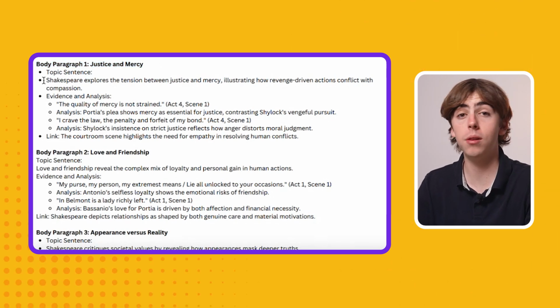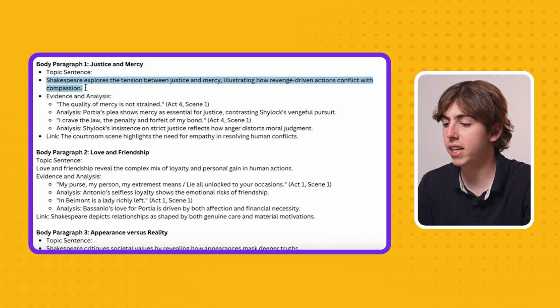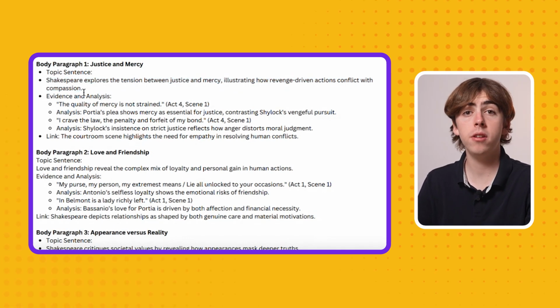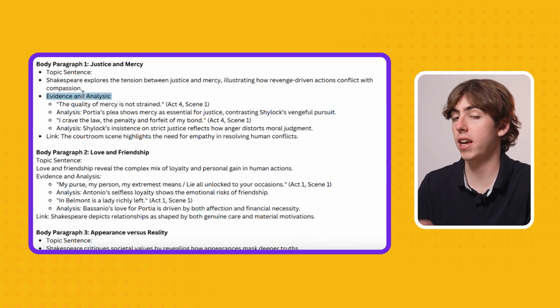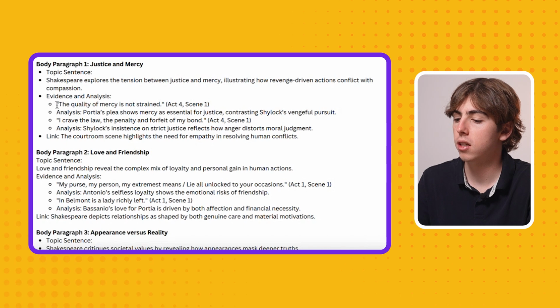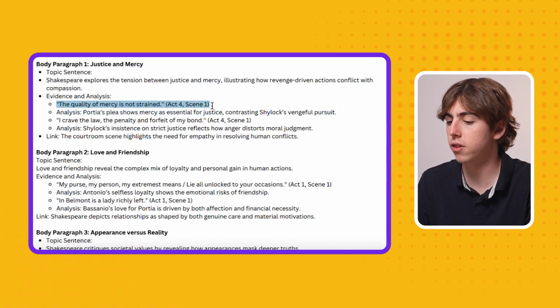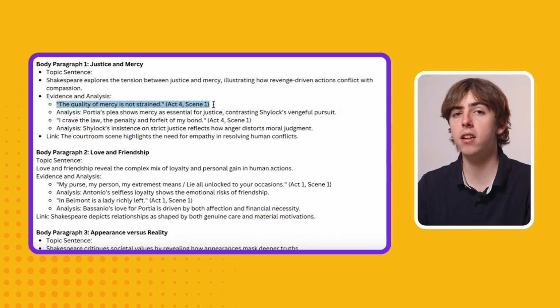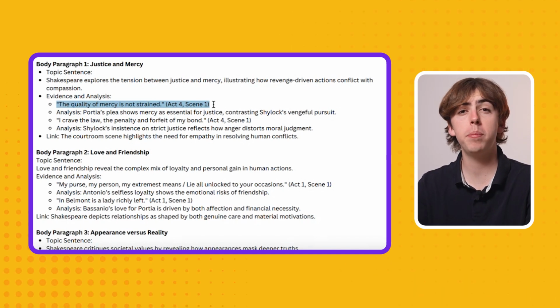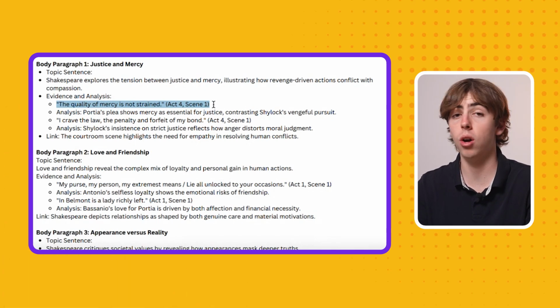Your topic sentence might look like this. Shakespeare explores the tensions between justice and mercy, illustrating how revenge-driven actions conflict with compassion. And then you want to move on to evidence and analysis. Let's start with Portia. I'd include one of her quotes, like "the quality of mercy is not strained." This moment uses elevated poetic language. She frames mercy as divine, something that should be offered freely. It's Shakespeare positioning Portia as a voice of moral idealism, at least on the surface.